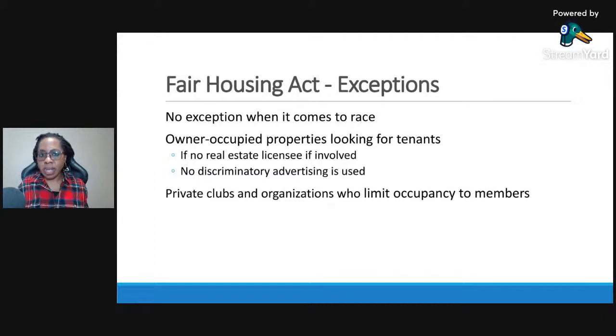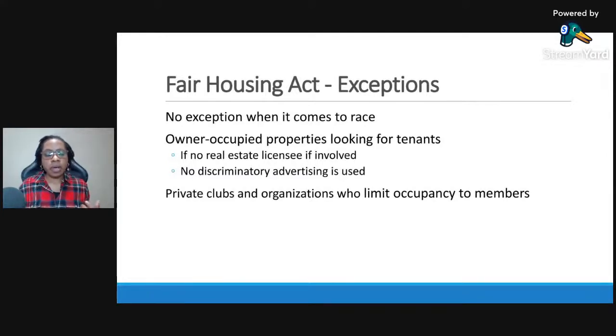Someone who is not licensed can decide they don't want children in the building, or they don't want a certain race or religion in the building. As long as they're not working with a real estate agent and they don't advertise saying they don't want certain people in that building when they're looking for their tenants, then they're allowed to do such. Okay. And the final one there on the screen, private clubs or organizations can limit occupancy to their members, but they cannot discriminate against who becomes a member.